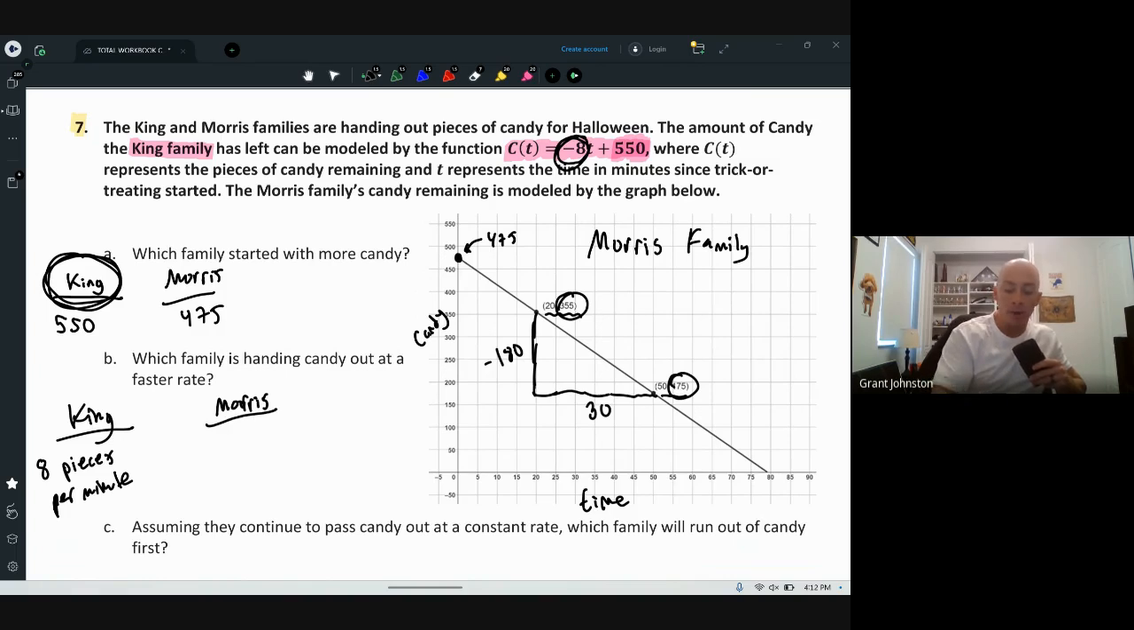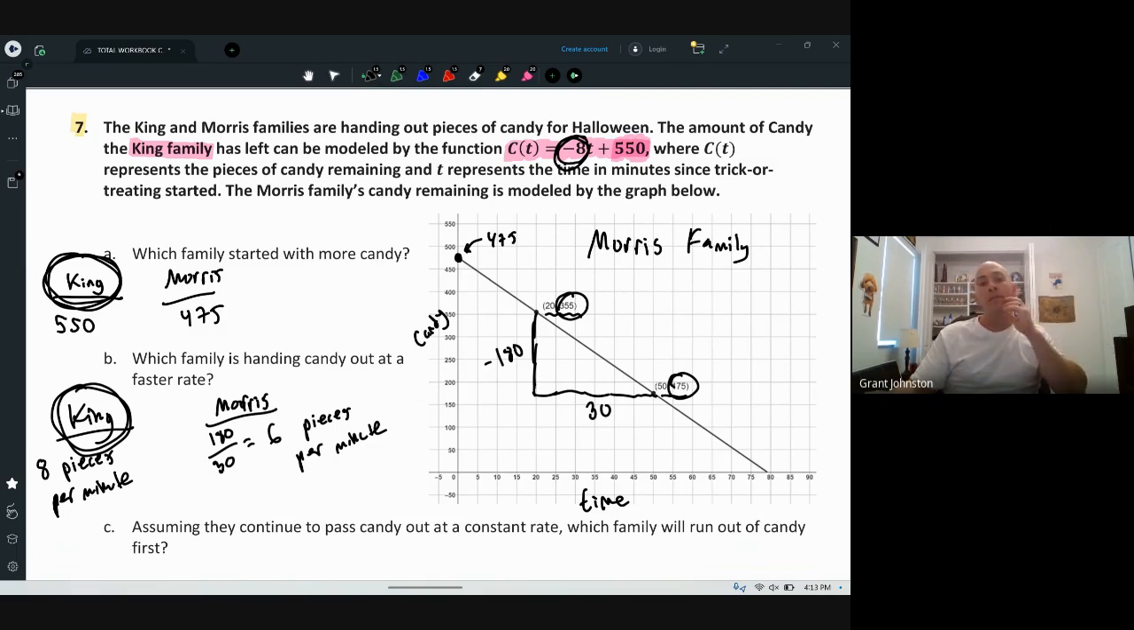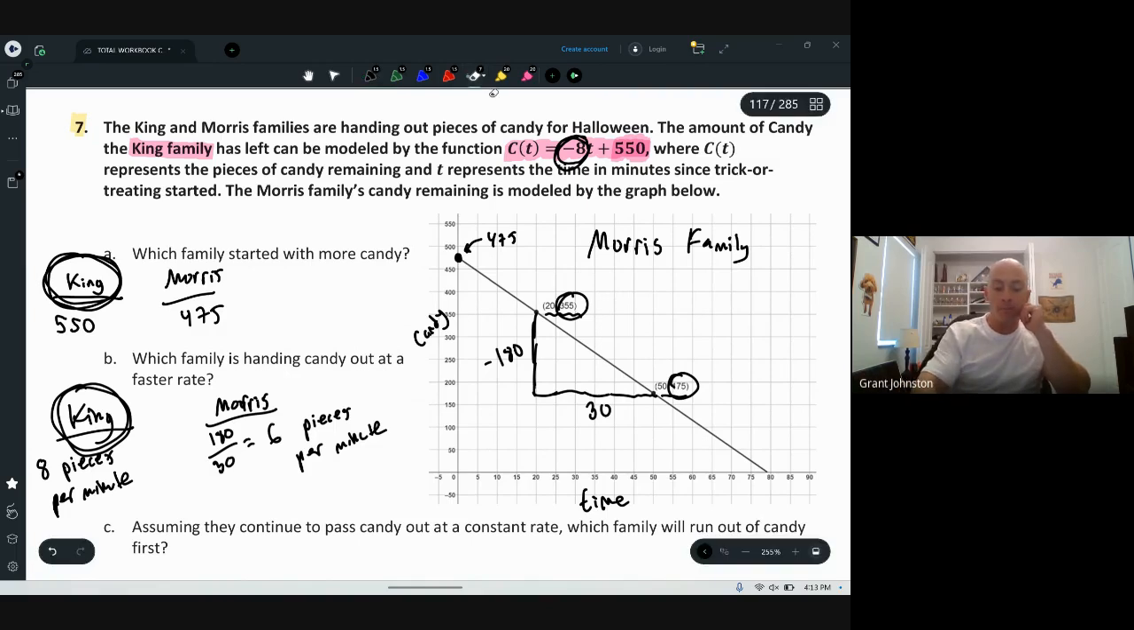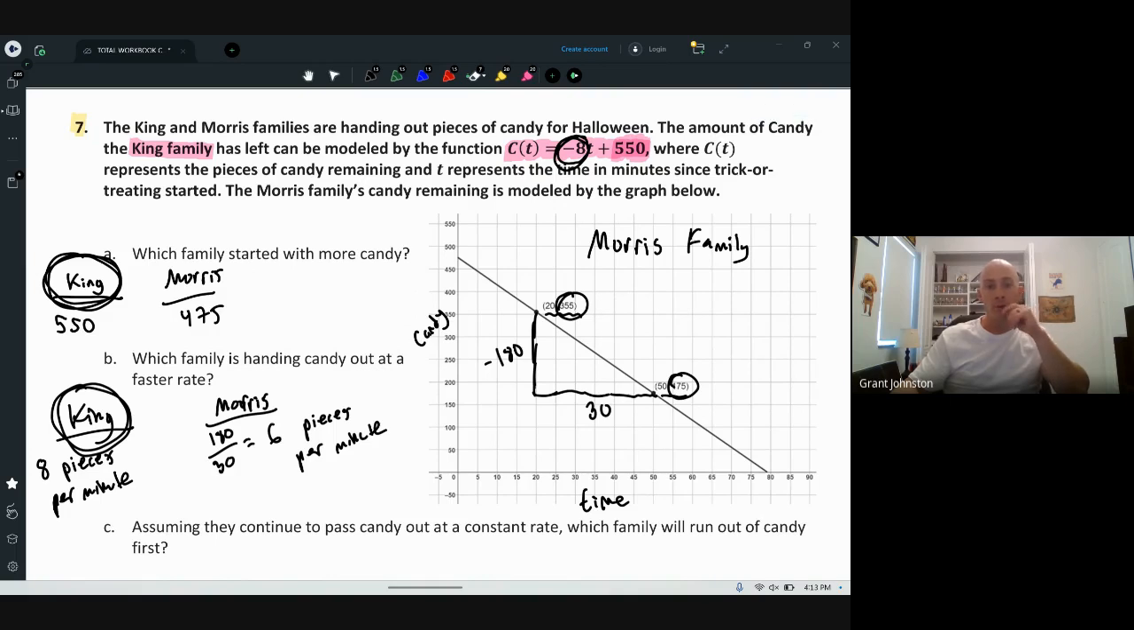So for Morris, it's 180 over 30 minutes, would be 180 divided by 30 is 6. So they're giving out 6 pieces per minute. So who's handing out candy at a faster rate? The King family. They're handing out 8 pieces per minute. While the Morris family, if we find the slope, they're just handing out 6 pieces per minute.